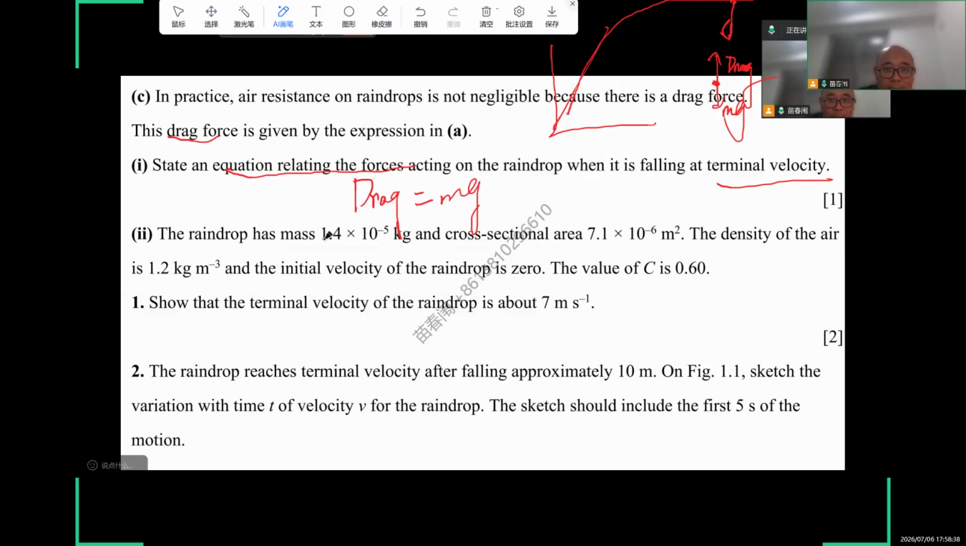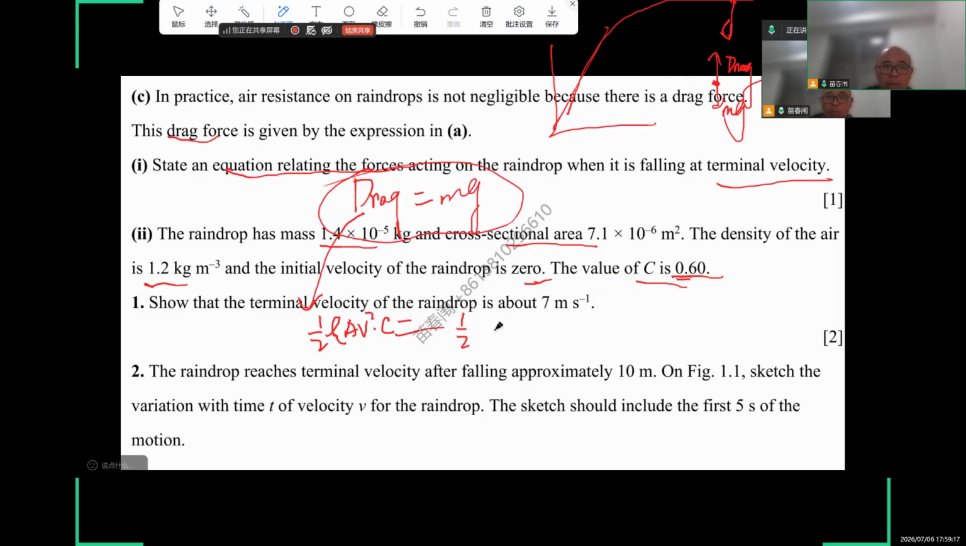The ring has a mass in here and its cross-sectional area in here. The density is in here and the initial velocity is 0. And the value of c is 0.60. The terminal velocity is what we want to find, because we just have this equation, right? The formula that it first provided us is 1 over 2 rho A v squared times c, which is this 0.6. So I believe I can use that, 1 over 2 rho, 1.2.